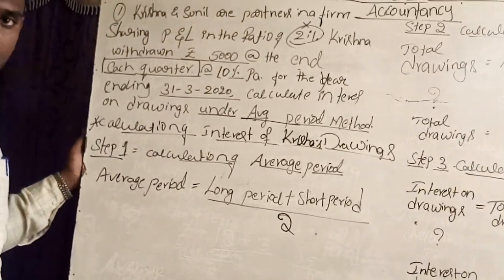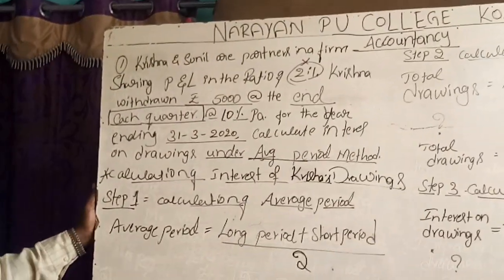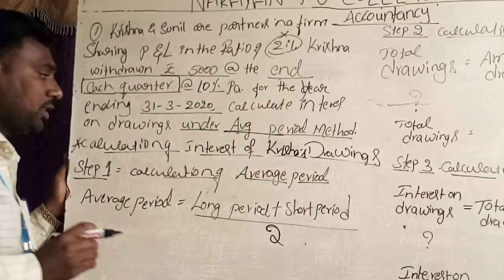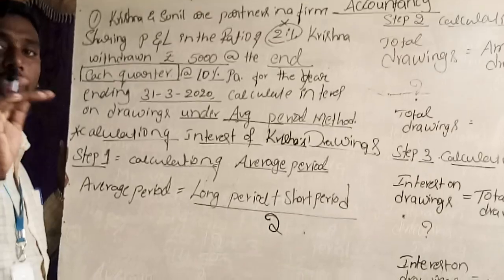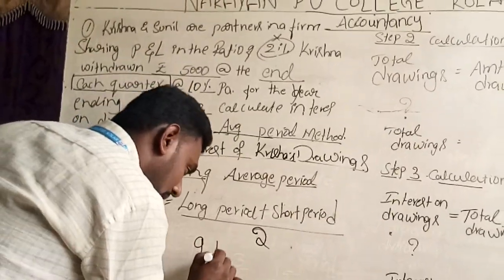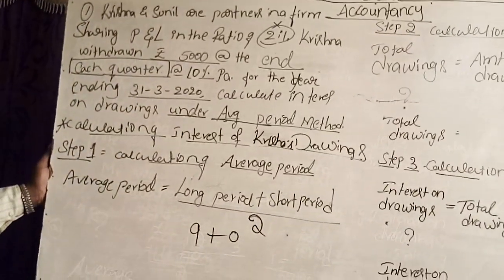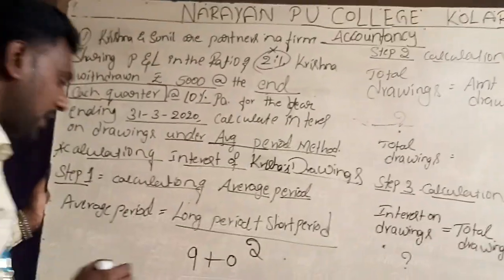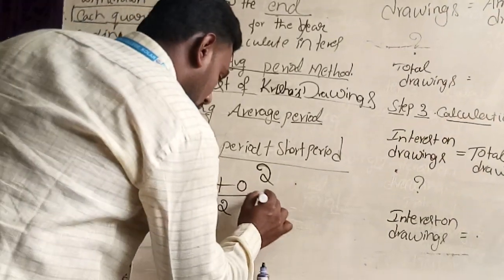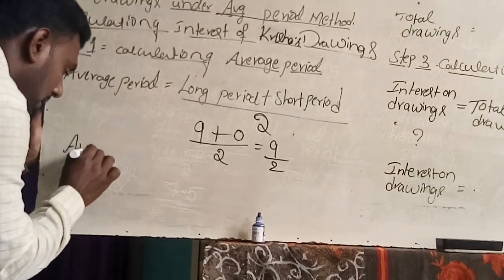Here the partner is withdrawing quarterly. Quarterly means 3 months once. But he is withdrawing at the end of each quarter. End means the last of June, that is, April, May, June, the last date is when it is withdrawn. So the first 3 months we will not consider. So the long period is 9 plus short period is 0, because the first 3 months we do not consider, so that becomes 0, divided by 2, that is 9/2. This will be considered as the average period.